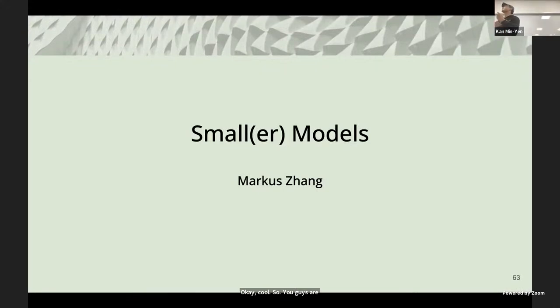So you guys are going to do your project soon, right? And obviously when we're doing projects, we cannot pre-train GPT-3 or GPT-4. We do not have $100 billion to spend. Okay, $10 billion to spend. So today I'm going to talk about how you can build smaller models using higher quality data, using less RAM, or any sort of the above heuristics.